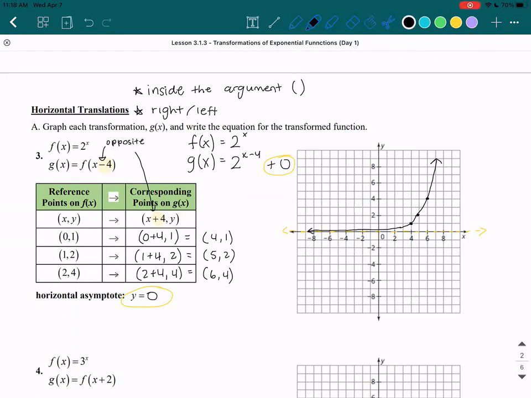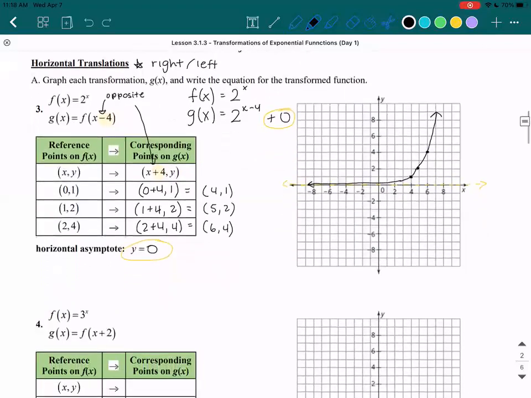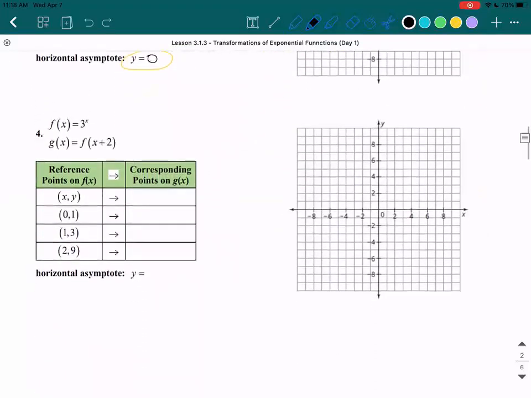So notice that my graph moved to the right 4. Okay, so when your g of x says f of x minus 4, when you're subtracting, this goes to the right. So if it says x minus 4, you move to the right. Okay, let's take a look at the next problem.